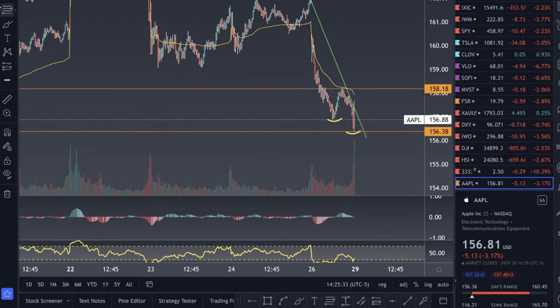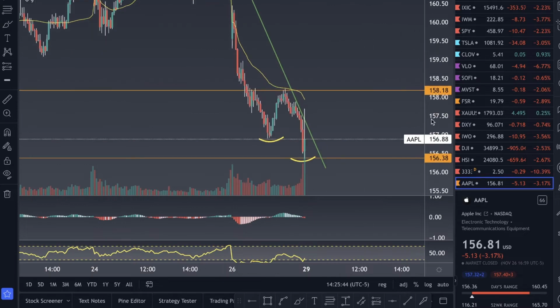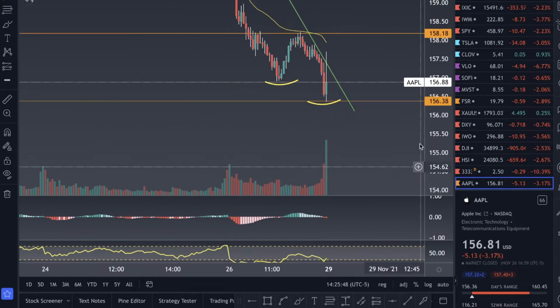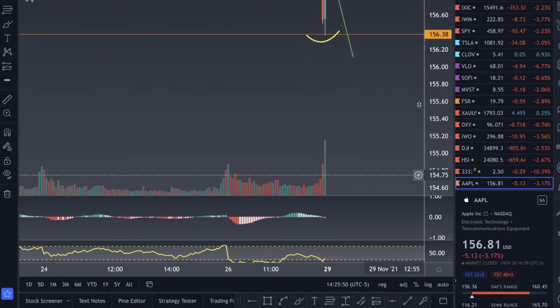In terms of scaling, it depends. If I'm playing a stock that's already at the support level, typically I won't actually scale. So for example, let's say Apple was testing that 156.38 level like it was on the low of this candle, and I was luckily watching it at that level. I probably would enter my full size.